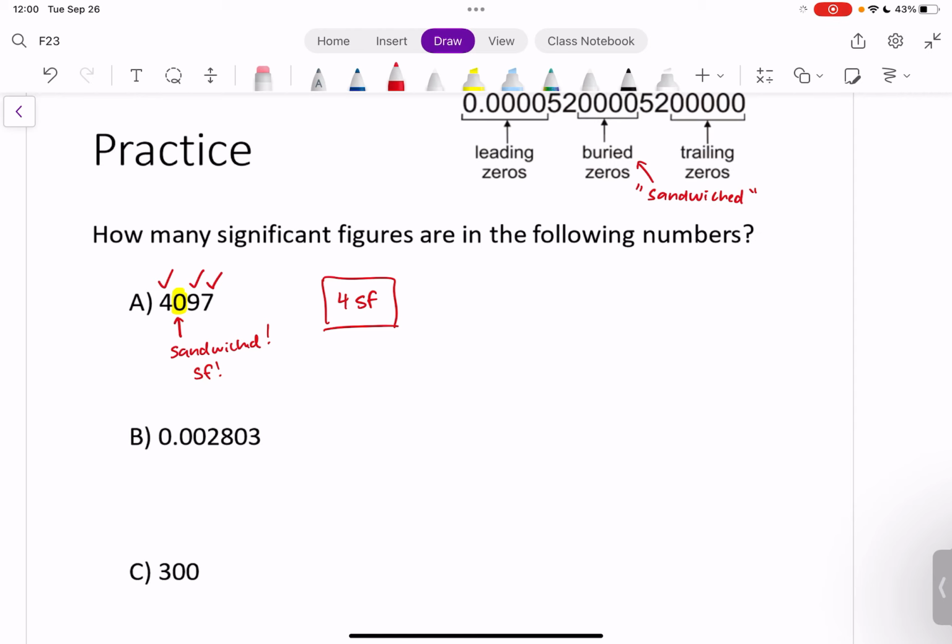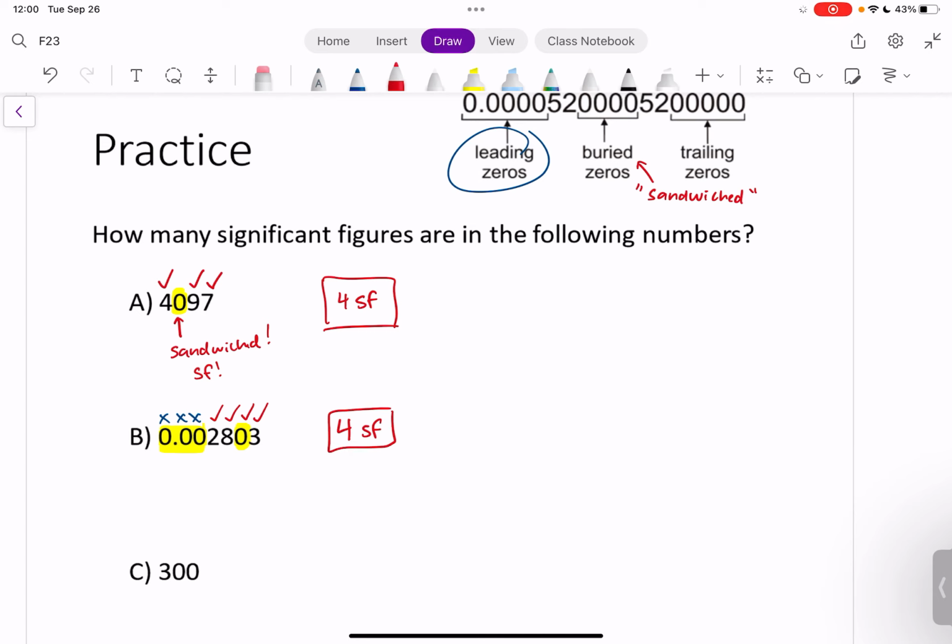What about on the next one? Let's take a look at this. So we've got 2, 8, and 3. Those are all non-zero digits, so they are significant. So I've got at least 3 here. What about these zeros in the front? Are those significant? No, those are leading zeros. Leading zeros are not significant. So no, no, and no, not significant. What about this middle zero right here? Yeah, that one's significant. Sandwiched, right? So again, 4 sig figs.